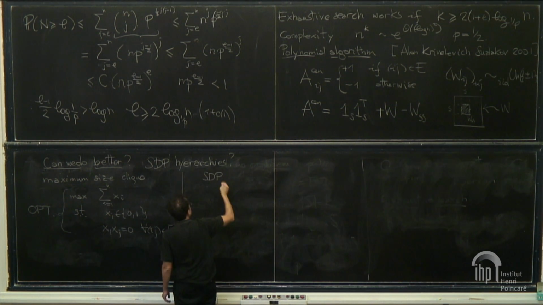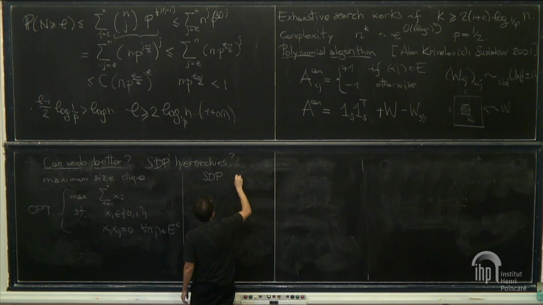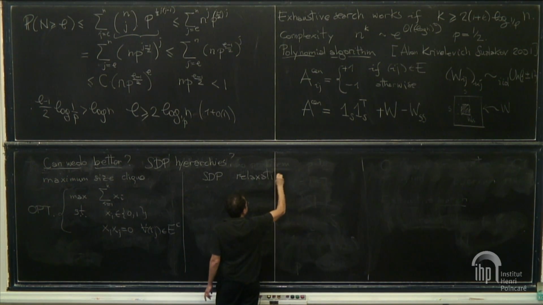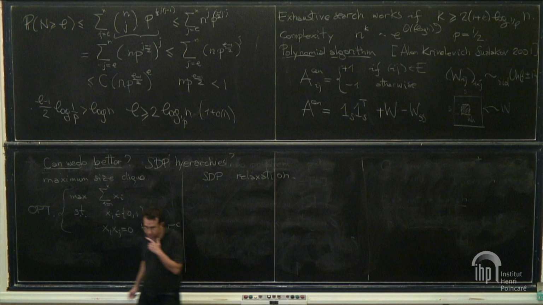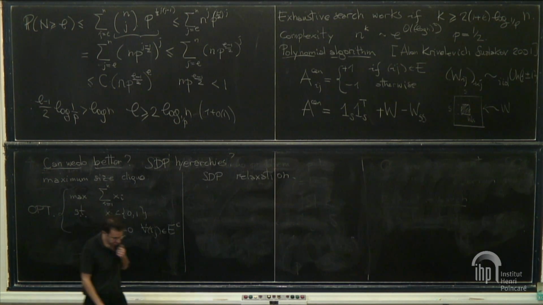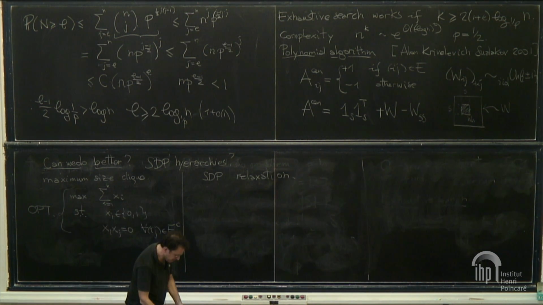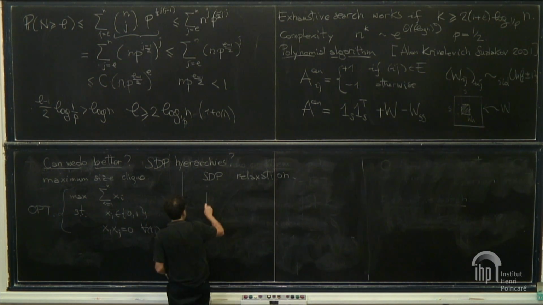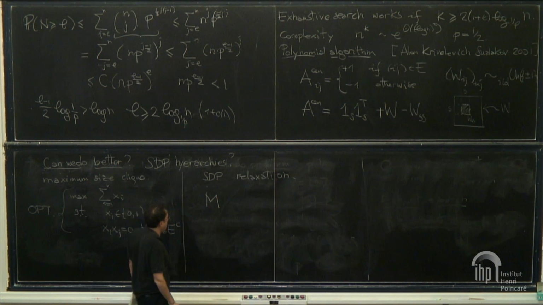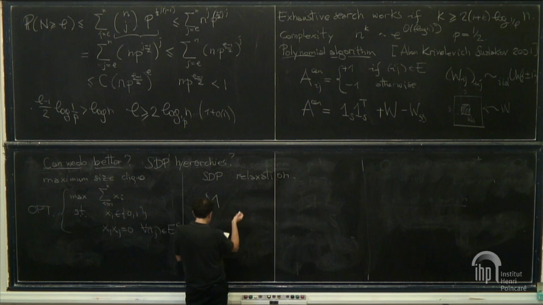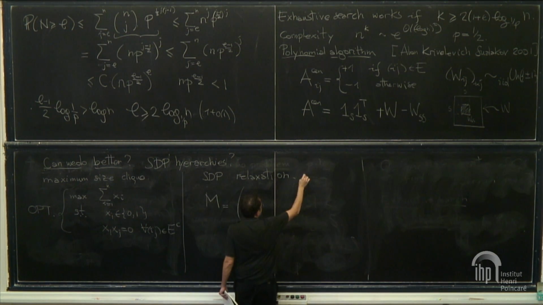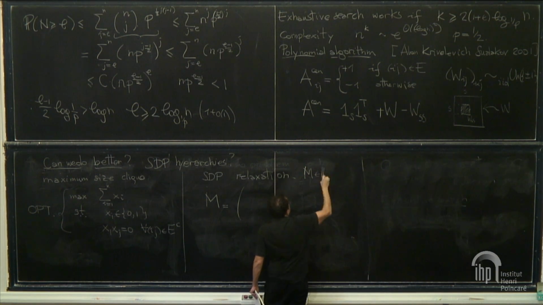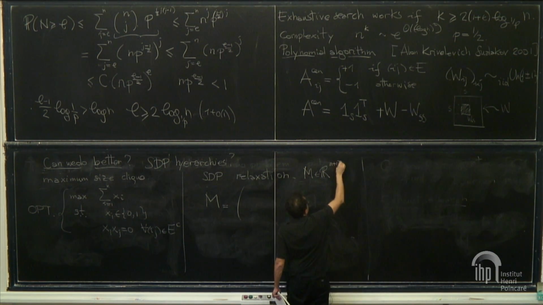In particular, a powerful relaxation is an SDP relaxation that I'll now describe. Okay, so let me rewrite this problem in the following form. Let me introduce a matrix M, and the matrix M is the following. It's n plus 1 by n plus 1.